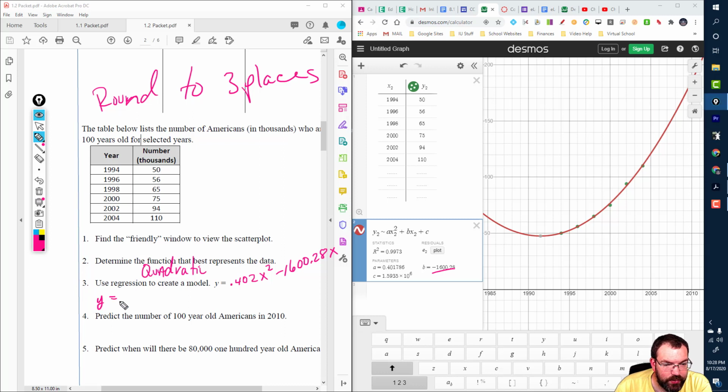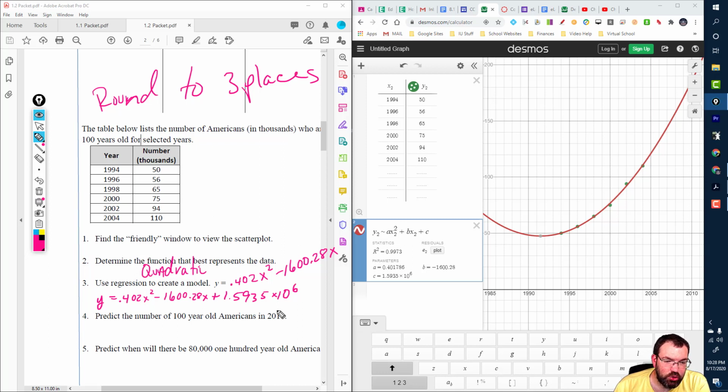I'll do it down here so we can get a better reading. y equals 0.402x squared minus 1600.28x. And then this here is a big number, plus 1.5935 times 10 to the 6. That's okay to leave it that way. So that's your equation. Fantastic.